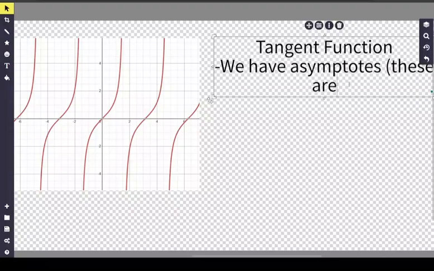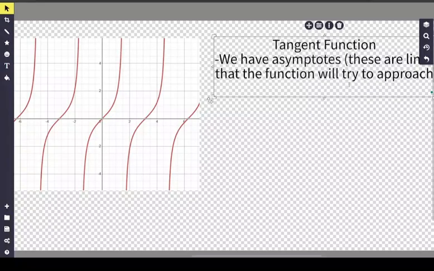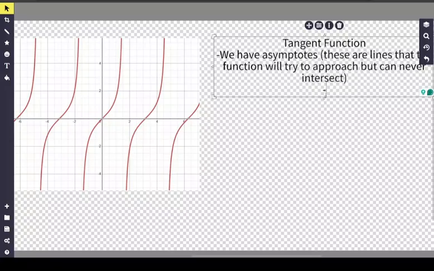So these are lines that the function will try to approach but can never intersect. These are the lines that the function will always try to approach as close as possible, however it will never intersect the line. So now I want to talk about something. Yes, this is also a periodic function.